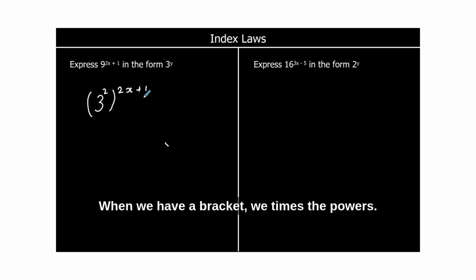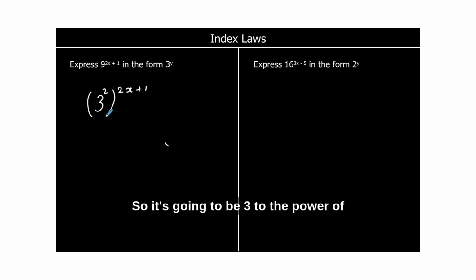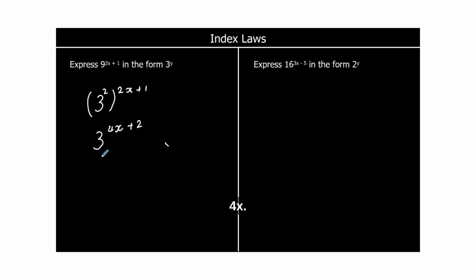When we have a bracket, we times the powers. So it's going to be 3 to the power of 2 times 2x plus 1. So 2 times 2x is 4x, 2 times 1 is 2. So it's 3 to the power of 4x plus 2.